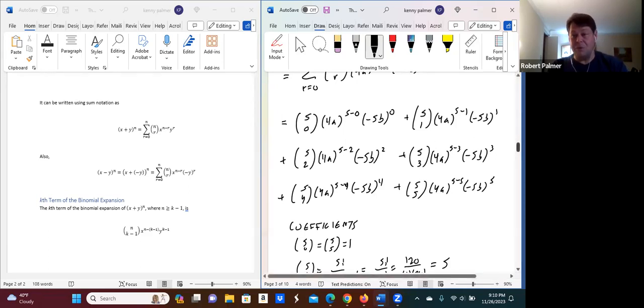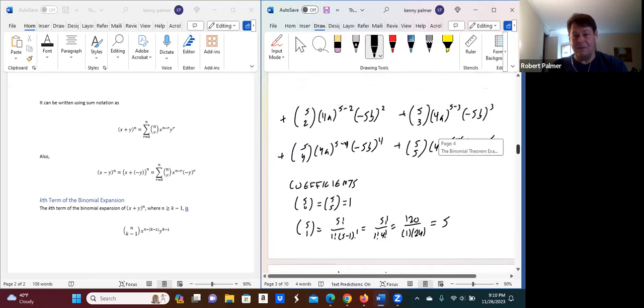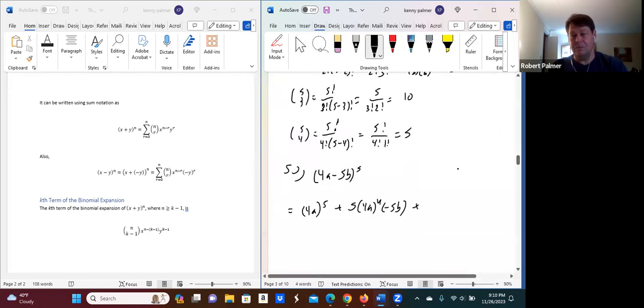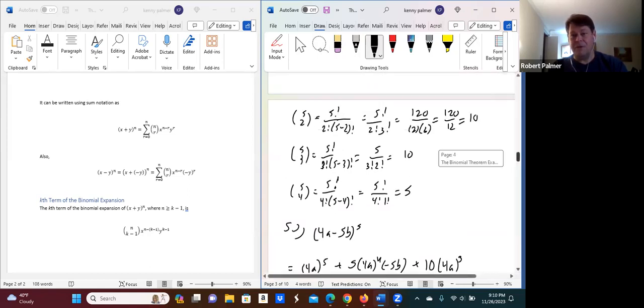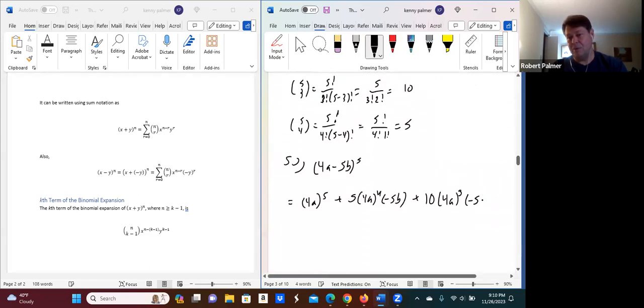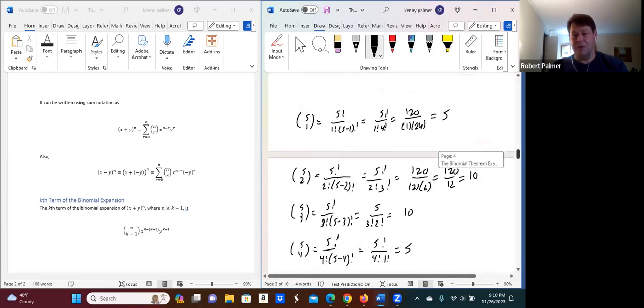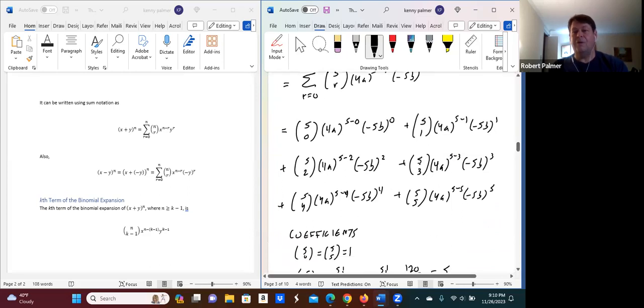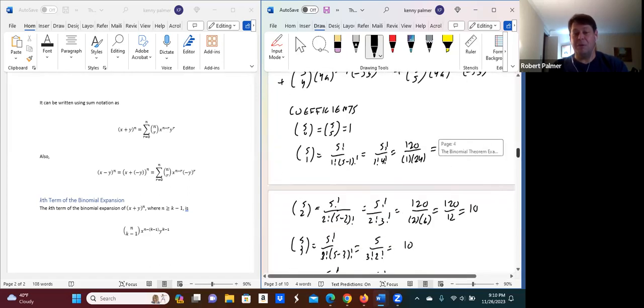Okay, 5 over 2, that coefficient, was 10. And then we're going to have 4a to the third. And then it should be negative 5b squared. Right? So negative 5b squared. Okay, all right. And we have 3 more terms. So the third one, and coefficient 5 over 3 is the same as 5 over 2. It's 10.